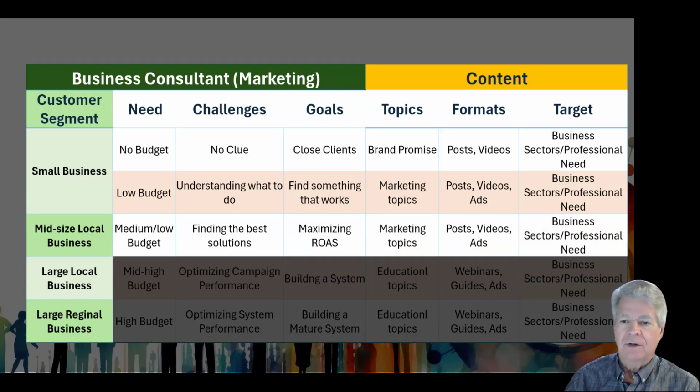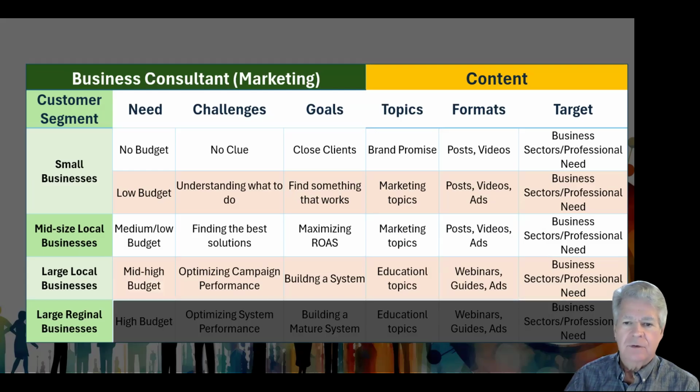The next group is mid-sized local businesses. Their need is based on a low to medium-sized budget. Their challenge is to find the best solutions for their marketing needs. Their goal is to maximize return on ad spend. The content topics and formats are the same. So what's the difference between this group and the last? None. This is an example where customer segments vary in needs, challenges, or goals, but the content doesn't have to change. So the very important rule here is this: don't create extra categories of content that you don't need.